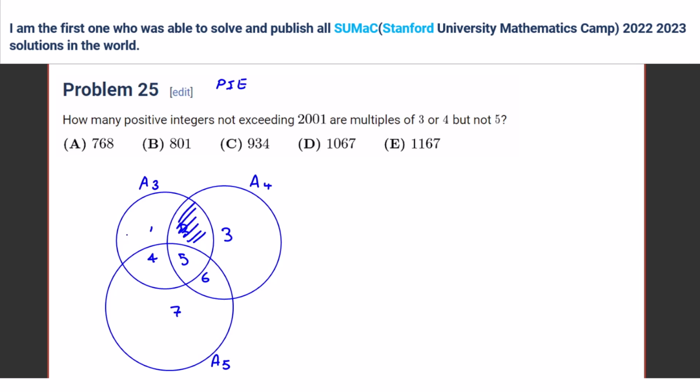1 and 3. 1 is good, 3 is good. So we should calculate these regions, right? Okay, so let's start from easier parts.